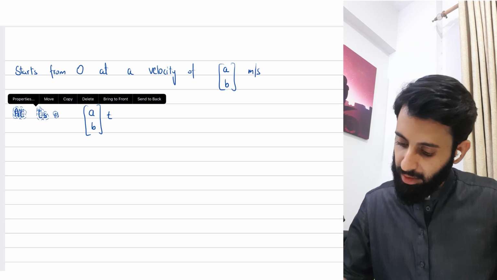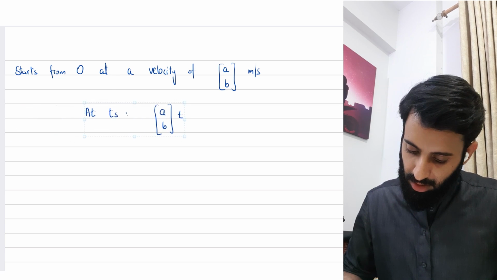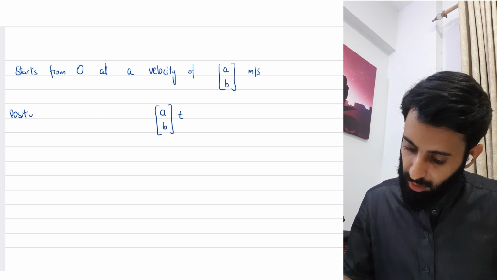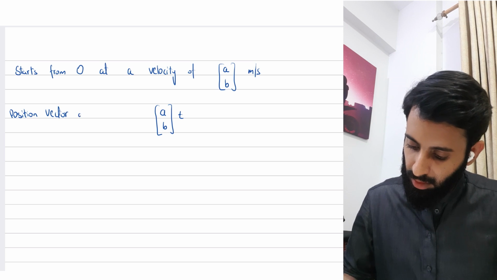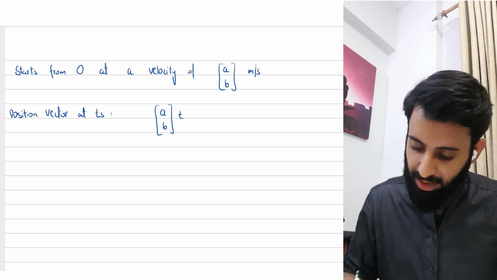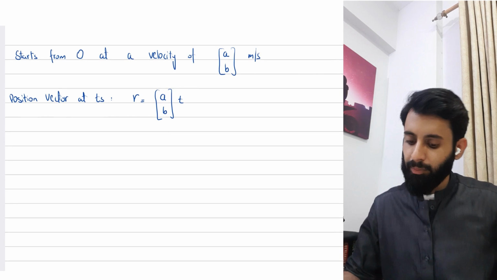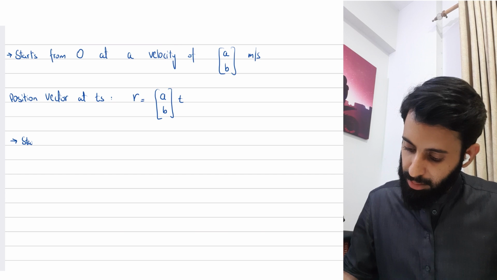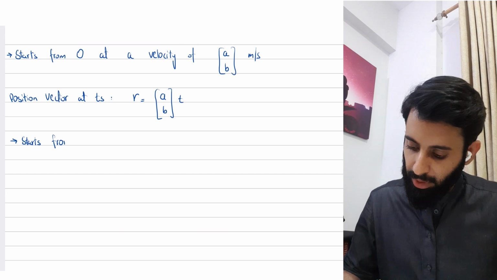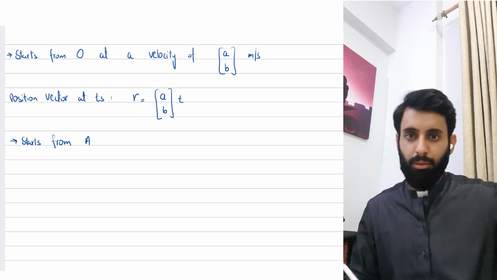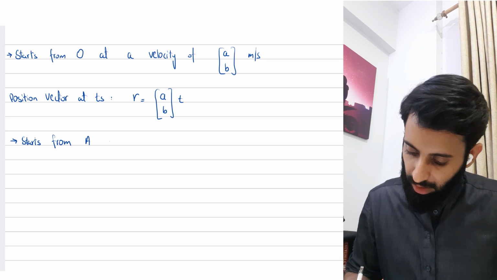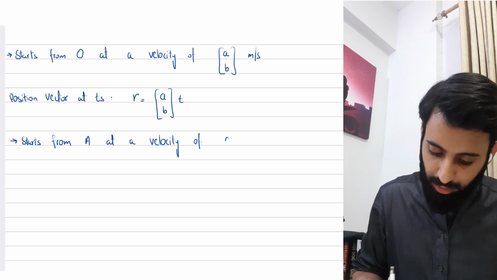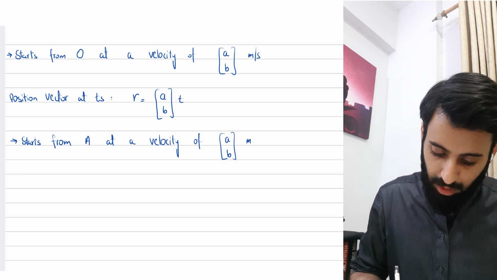Okay, so I'll elaborate and write it here: what you're actually finding is the position vector at t seconds, and you'll find this written as r. So I'll also label it r. Now, it may not always be the case that the object is starting from O. Sometimes it's possible that the object will start from a point other than O. Let's say it starts from A. We don't know what A is, and at a velocity of AB meters per second.